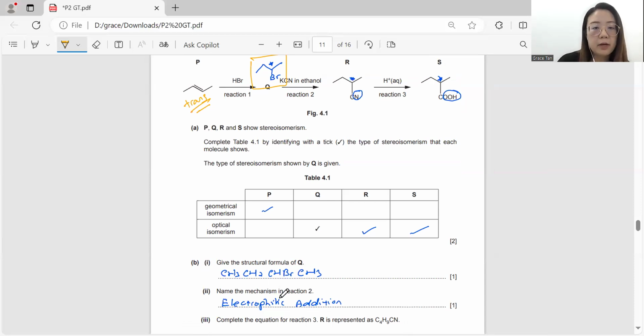Name the mechanism in reaction 2. So the halogenoalkane is... reaction 2, sorry. I thought reaction 1. Name the mechanism in reaction 2. This is called nucleophilic substitution. Yeah, nucleophilic substitution. Reaction 2.